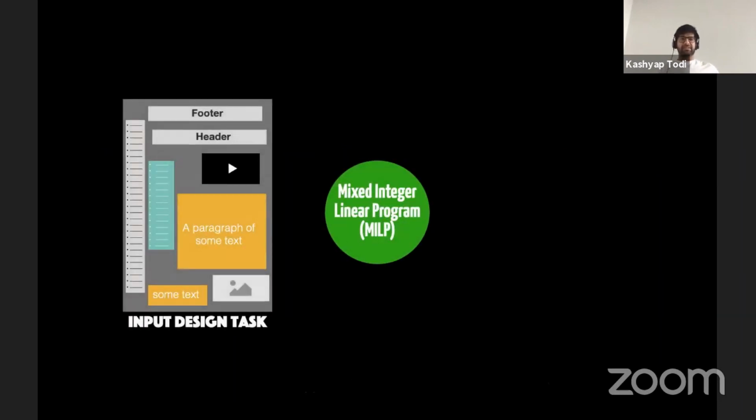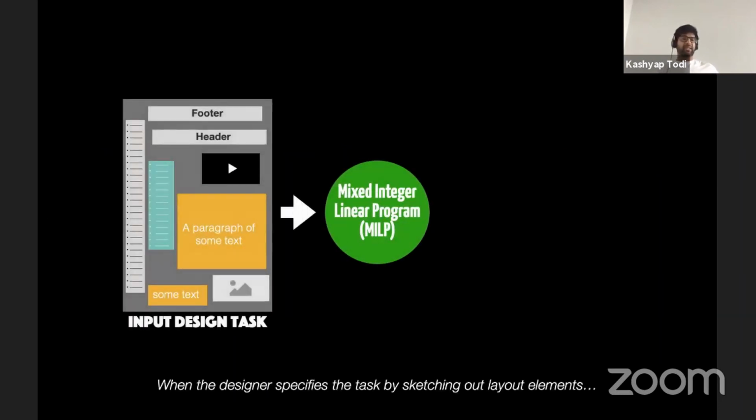And what it does is, when a designer specifies the input task in the form of a design or in the form of user interface elements that they want in their final design. So in this example, you can see that the user wants to create some sort of a web page which has some elements like a footer, a header, some text, images, lists, and all the other typical components that you might find at a website.